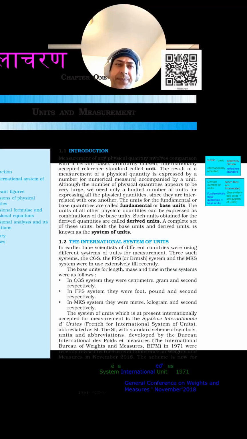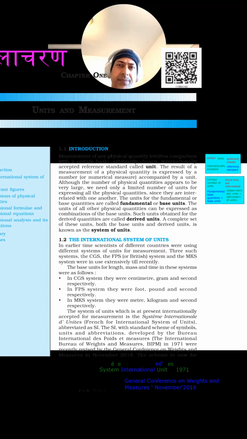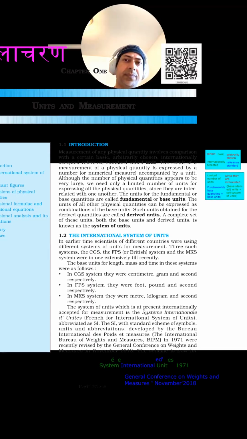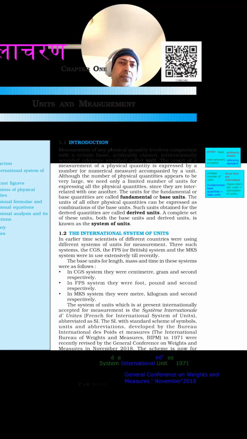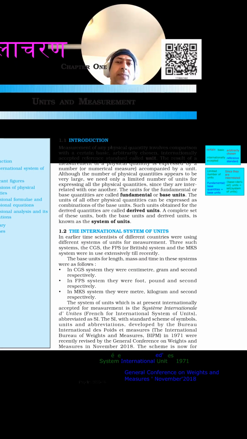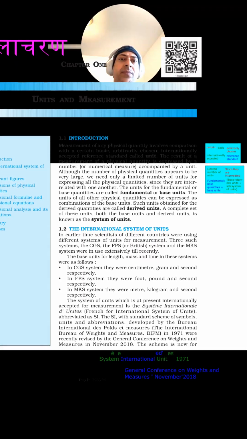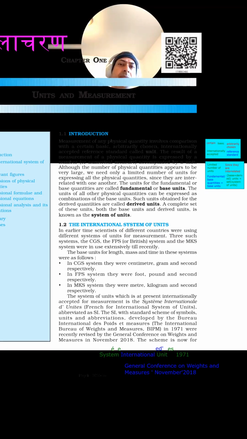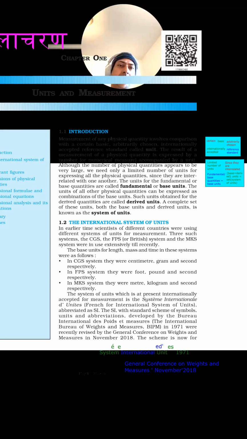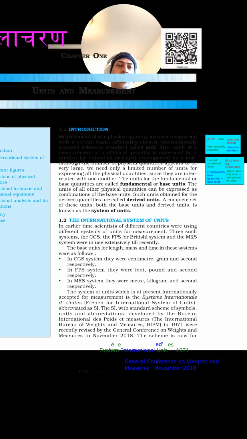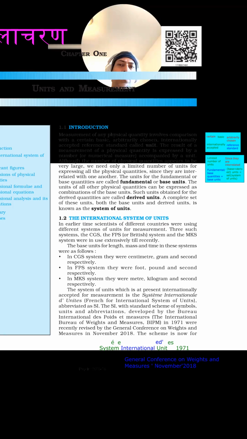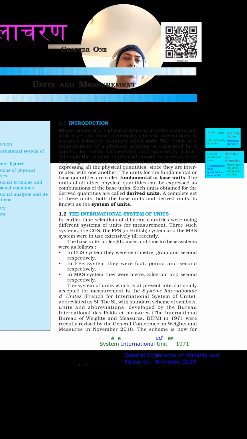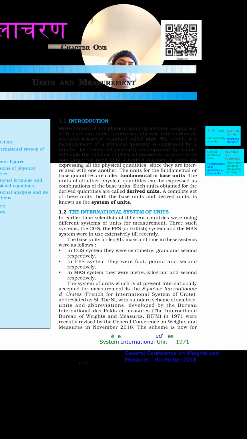So, the international system of units. In earlier times, scientists of different countries were using different systems of units for measurement. Three such systems, the CGS, the FPS or British system, and the MKS system, were in use extensively till recently. The base units for length, mass, and time in these systems were as follows.